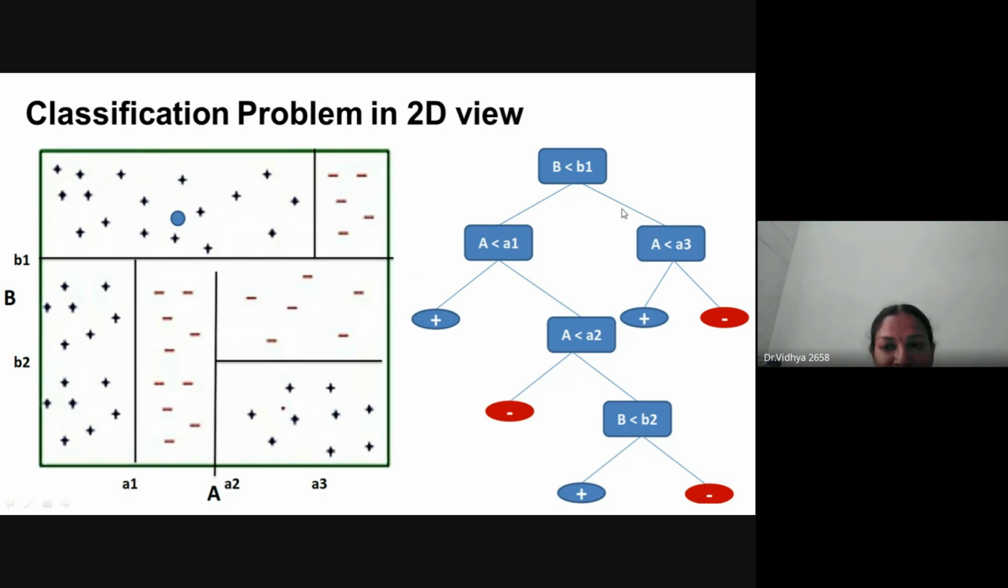Here the tree is formed based on the decision we have taken, which depends upon the satisfaction of the criteria. If B is less than B1, then obviously it will go to the left. Suppose the condition is false, then the traversal will be on the right. Likewise we can set up the condition and establish the classification problem.